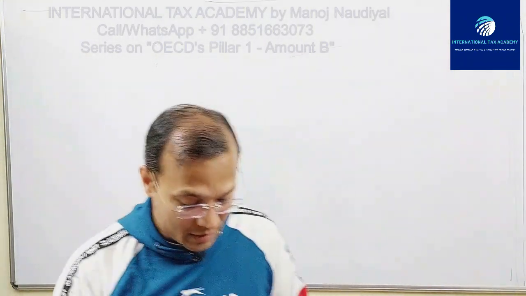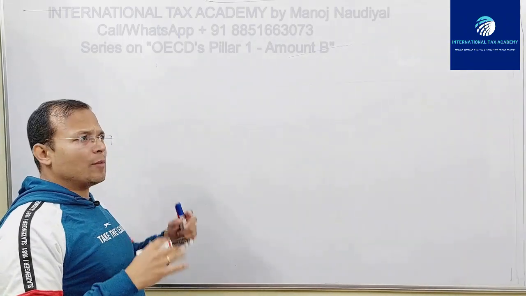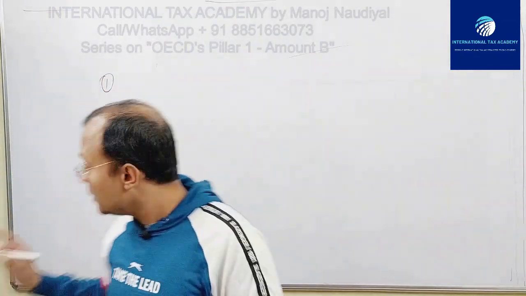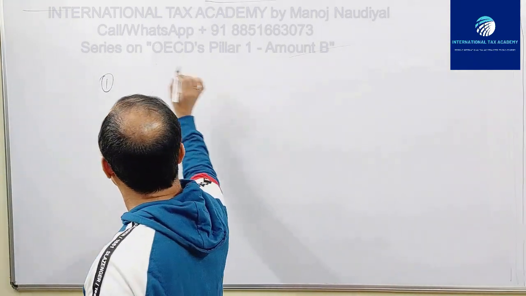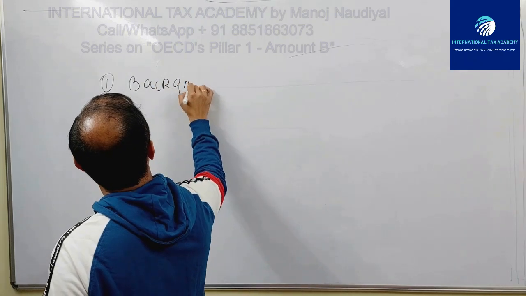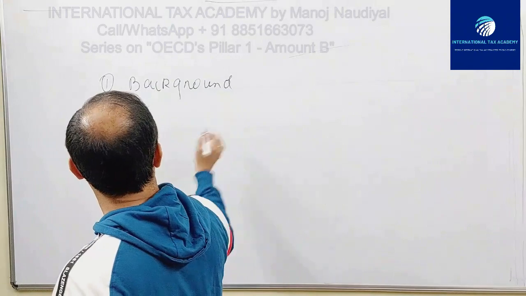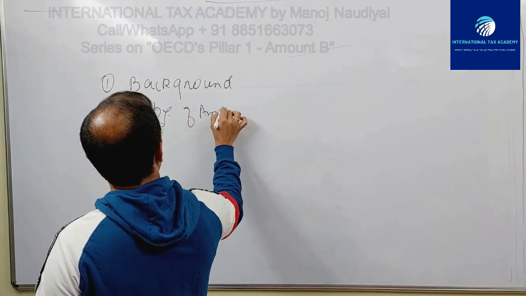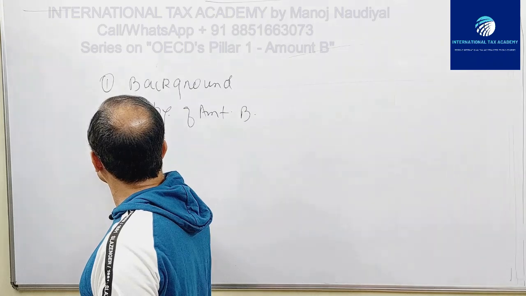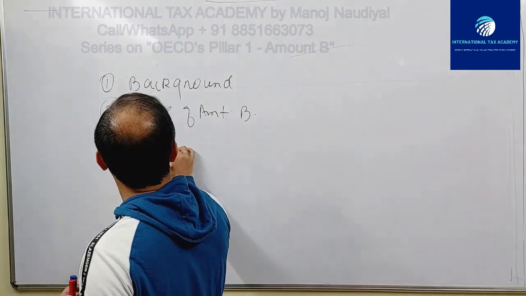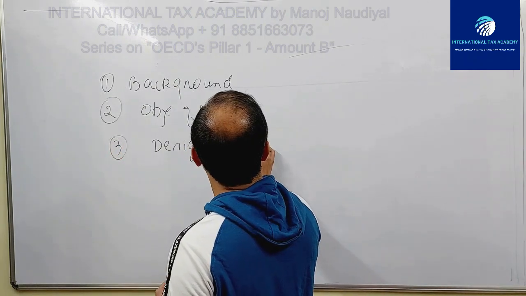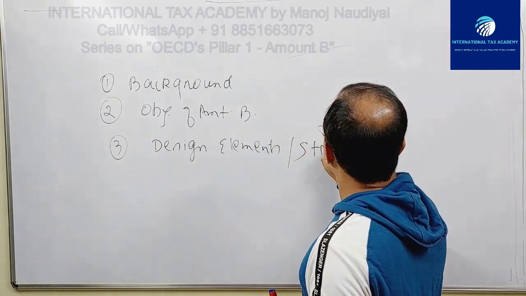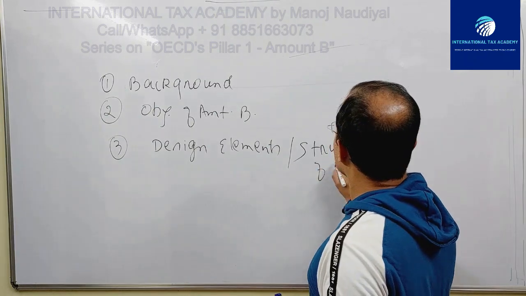What I'm going to do is divide today's video into four components. In the first part, I'll give you the background leading up to the release of this document. Second, we'll move over to the objective of Amount B. Third, we'll discuss the design elements or the structure of the public consultation document.